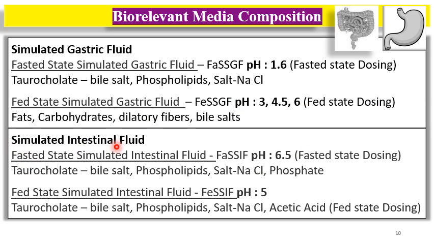Similarly, simulated intestinal fluid contains taurocholate, phospholipids, sodium salt and the phosphate. So here in FASSGF, phosphate is not there, and in intestinal fluid phosphate is there. Then coming to the fed state simulated intestinal fluid with pH 5, taurocholate, bile salt, phospholipid, sodium salt and acetic acid to mimic the fed state.